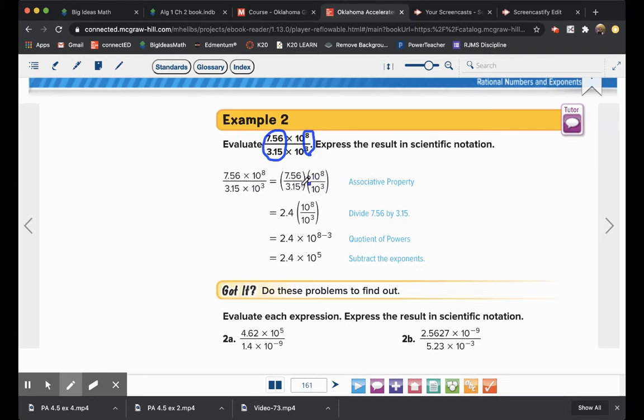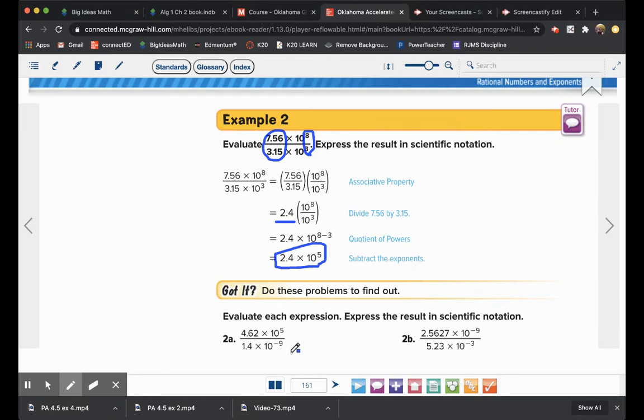So we can divide 7.56 divided by 3.15. That gives us 2.4. When we have this, that means you do the top minus the bottom. 8 minus 3 is 5. So our final answer becomes 2.4 times 10 to the fifth power.